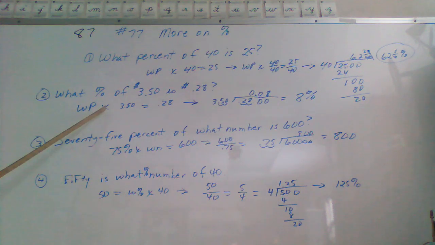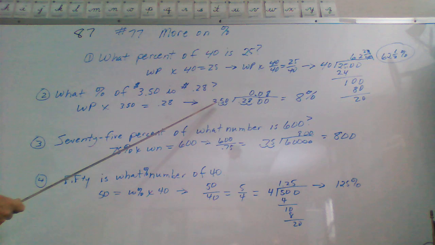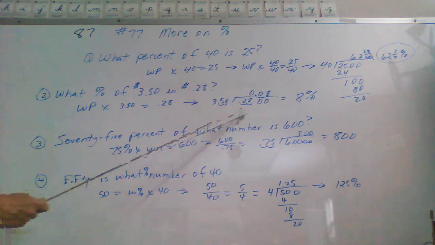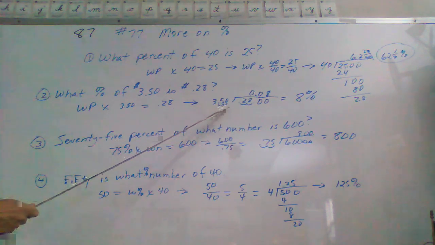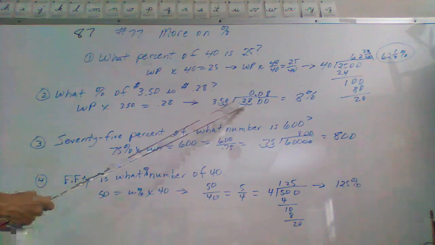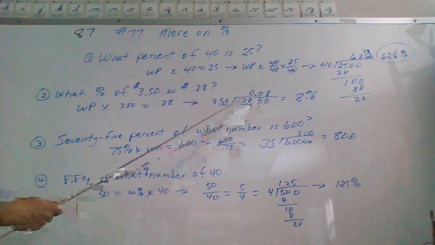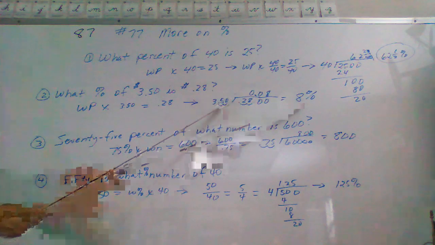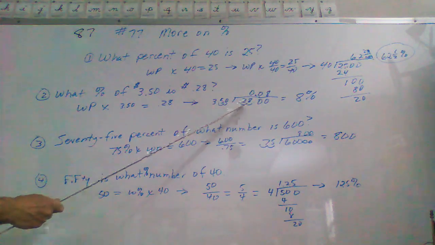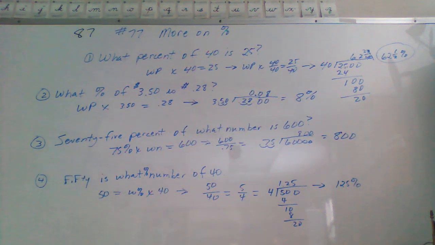Another example. What percent of $3.50 is 28 cents? So I go, what percent times 3.50 equals 0.28. I divide 0.28 by 3.50. Move my decimal 2 places, move my decimal 2 places. When I multiply 8 times 350, I'm going to get 2,800. So it's 8%.